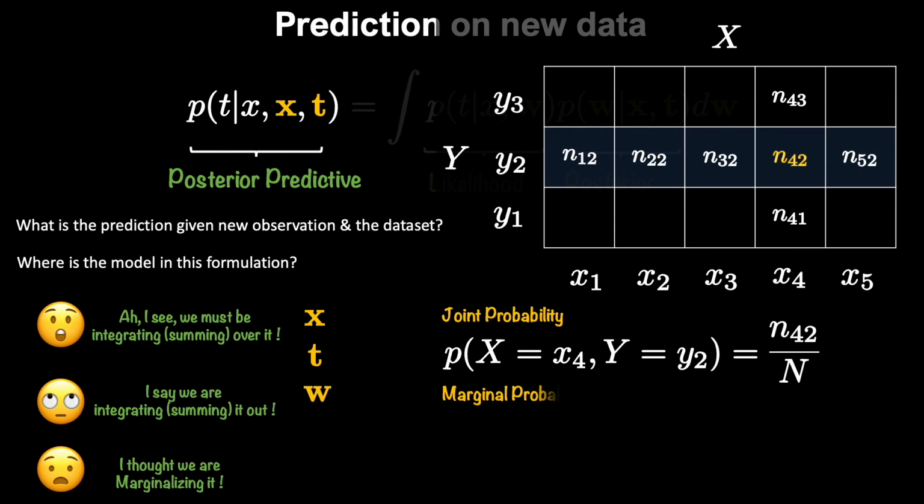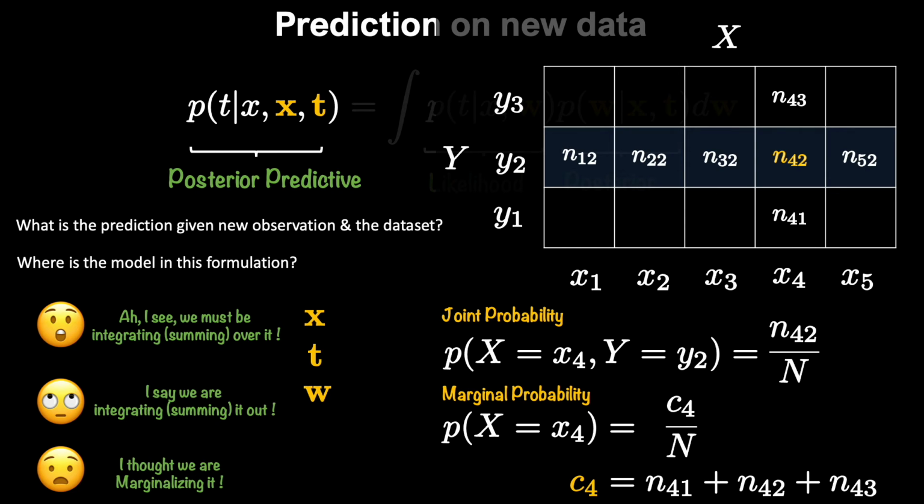However, the one that is of relevance to us in this particular discussion is the notion of marginal probability. Here we are interested only in the probability of x being x4, but we know that our process requires both x and y to be present. x4 cannot occur in isolation. So when we are computing the marginal probabilities, we are considering all the possible values of the other random variable, the y random variable. I hope now you can see that when I say that the posterior predictive distribution is nothing but the marginal probability distribution, it means that we must be summing over or integrating over the W, the weight random variable.